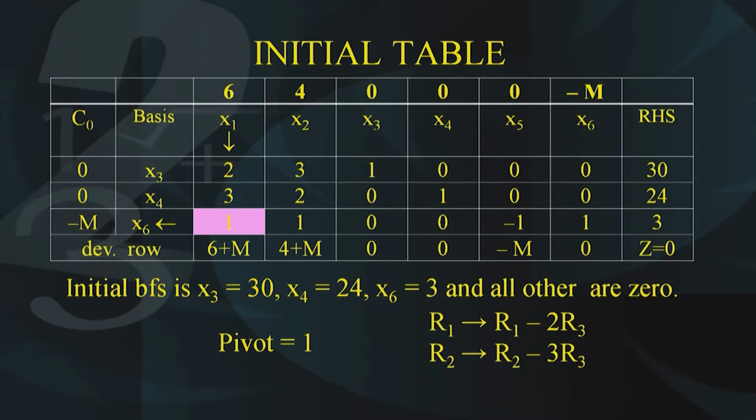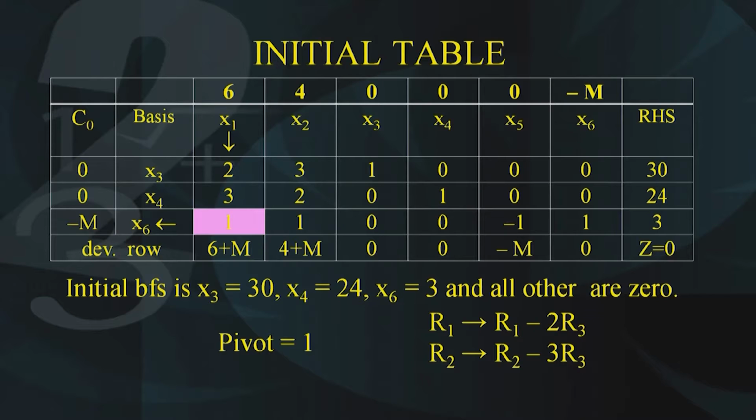Now, what is the criterion for finding out which variable should enter the basis? We have to look at the deviation row, and we find that among its entries, the first entry is the largest, that is 6 plus M. You can compare it with the remaining entries, and you will find that 6 plus M is the largest entry. This indicates that the first variable, x1, should enter the basis.